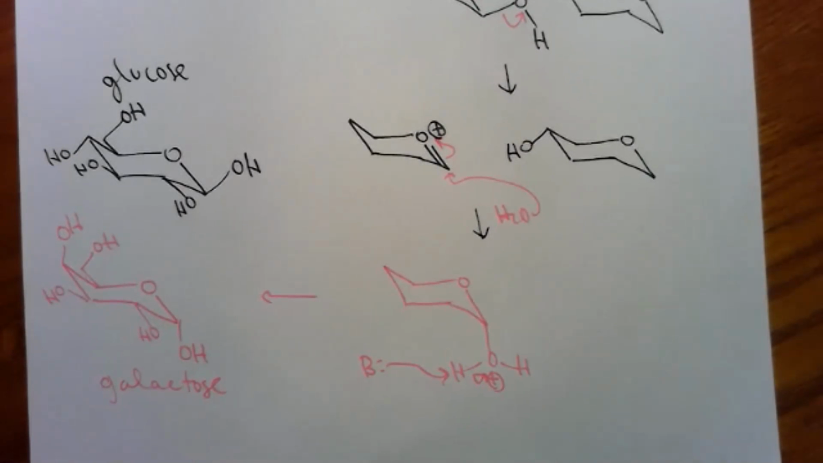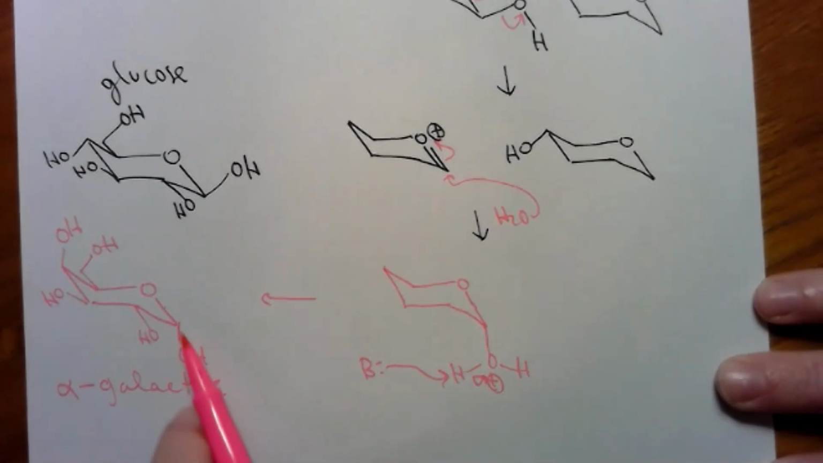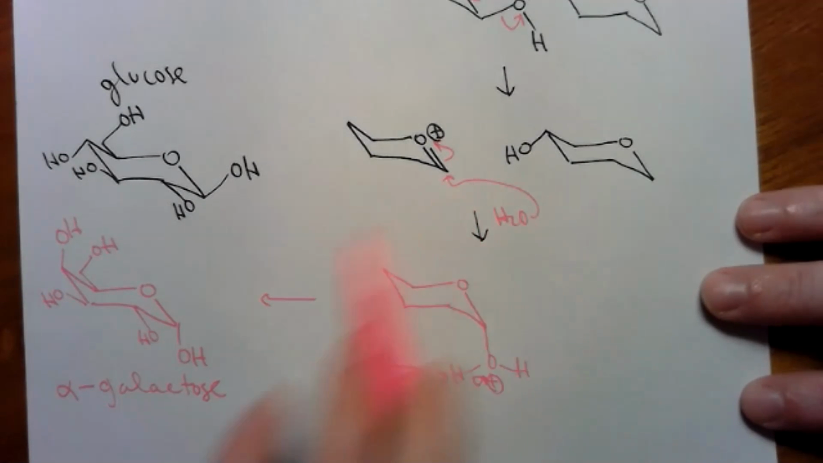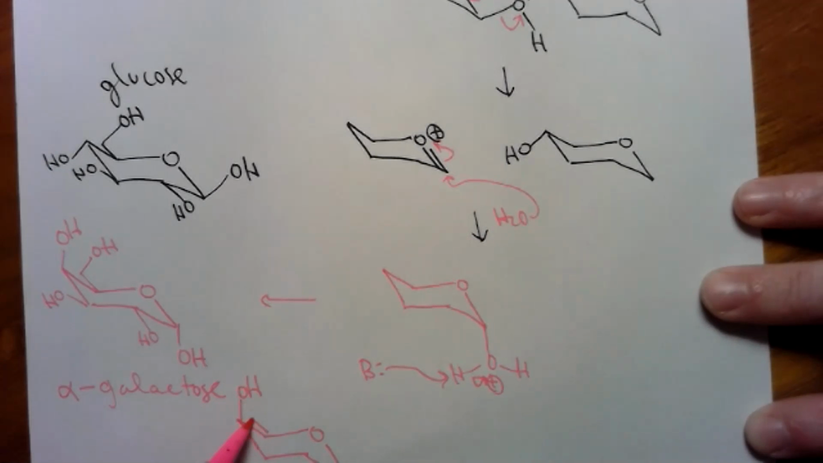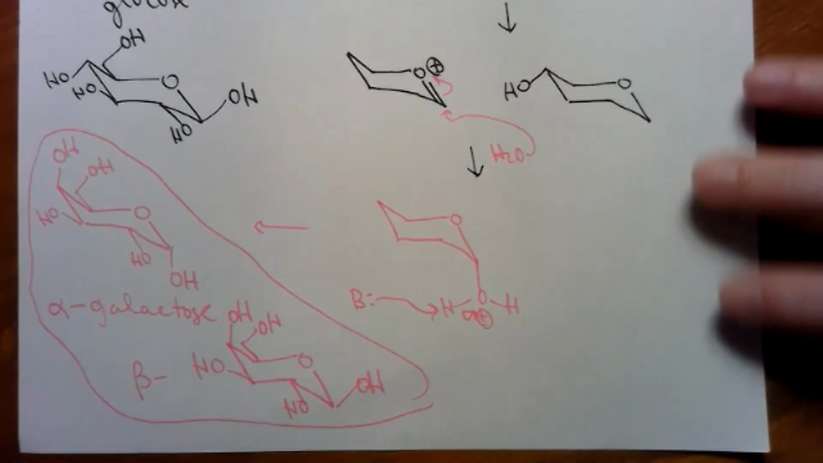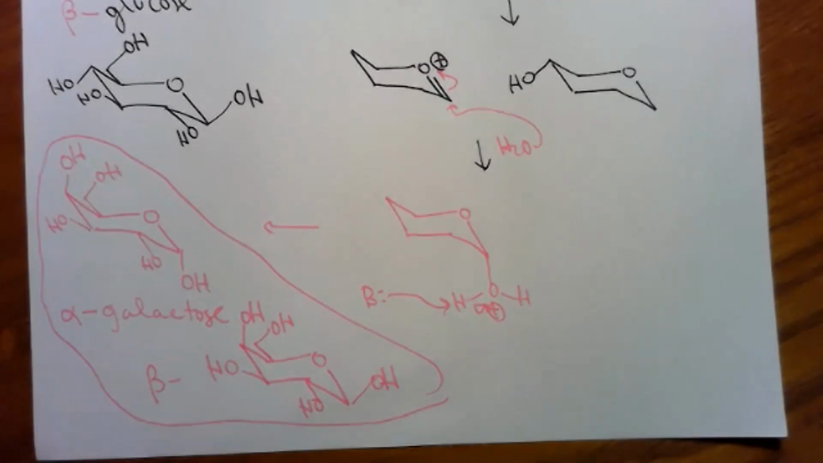Did I make beta galactose or alpha galactose? The one I drew is alpha galactose because my O came in from the bottom and made the alpha galactose. Do you think that water will exclusively attack this way and make alpha galactose? No, it will also make beta galactose. So alpha and beta galactose come from the hydrolysis here, but only beta glucose. Why only beta glucose? Because you started with beta glucose.